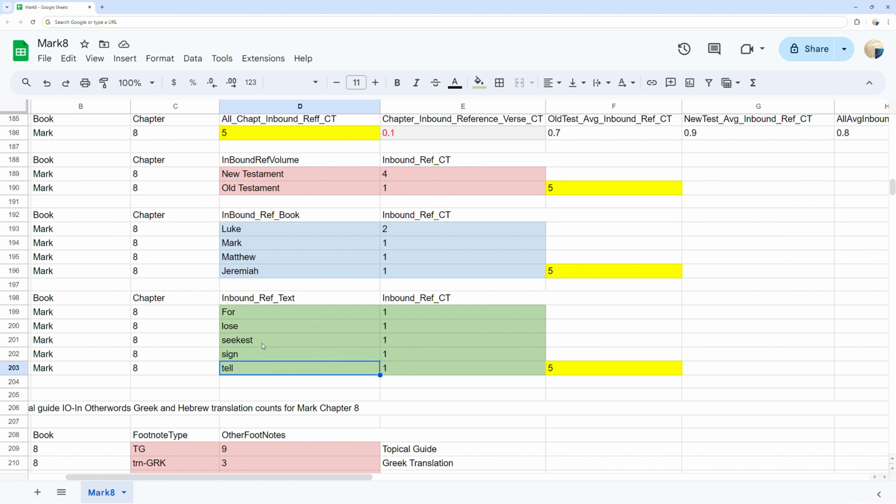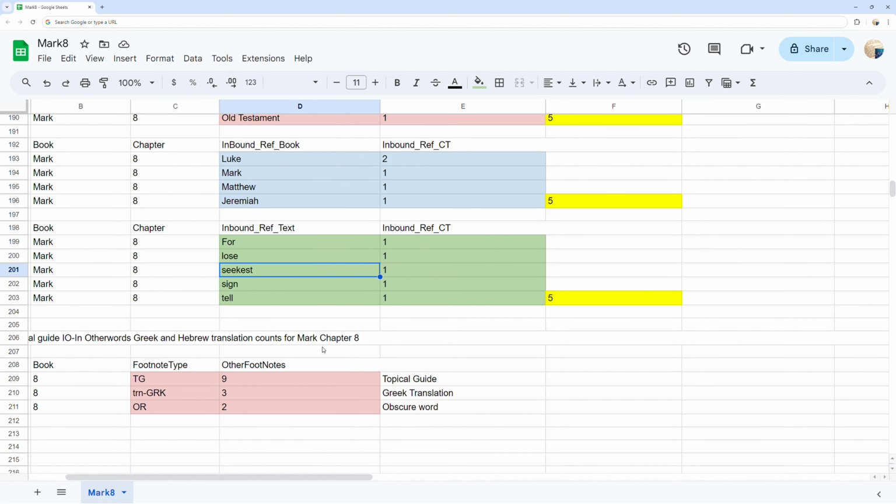Footnote definitions counts. You can see in red the footnote type and counts of topical guide with 9 counts, as well as Greek translation at 3 counts and 2 obscure word counts found in Mark chapter 8.